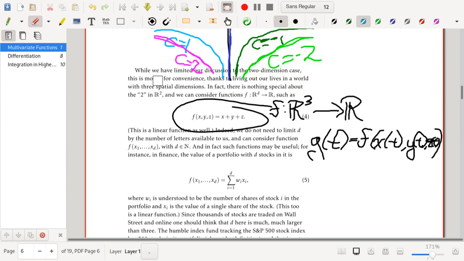So things are not always the same, but for the most part, they're the same. And we can understand largely what's going on in higher dimensional space by studying the two-dimensional case.